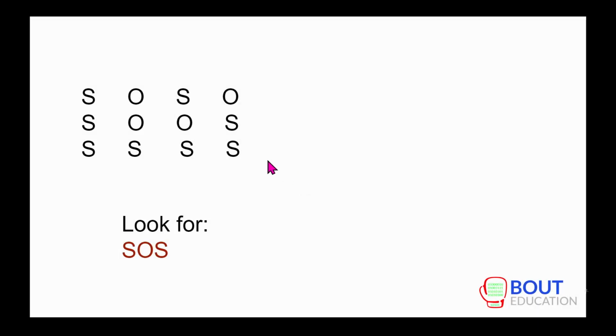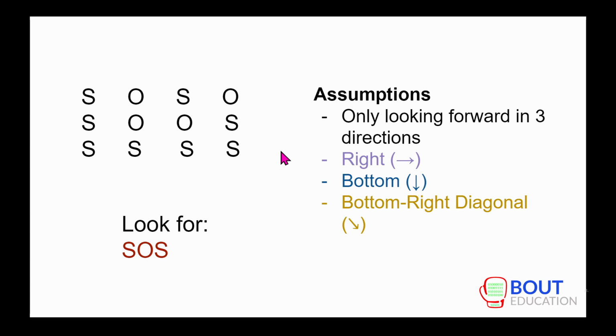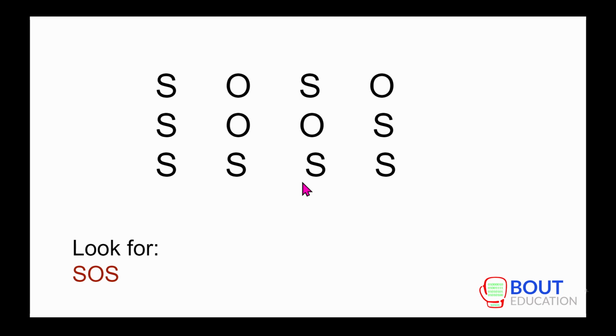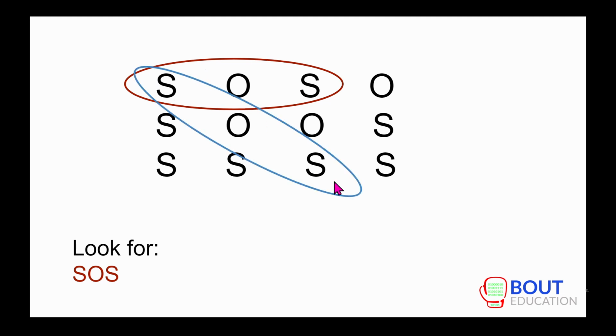Okay, so here we have the word search problem, the word count problem. We're given a matrix of letters. We're going to look for SOS. And the assumptions are we're only looking in 3 different directions: right, bottom, and bottom right. So for example, let's go through this together, step by step. As you can see, that would be one solution right there. Or that would be another word that we can find. And there's another occurrence right here. So it almost looks like there's 3.